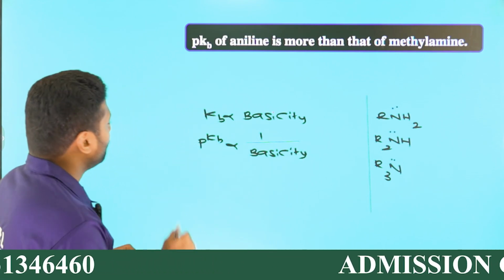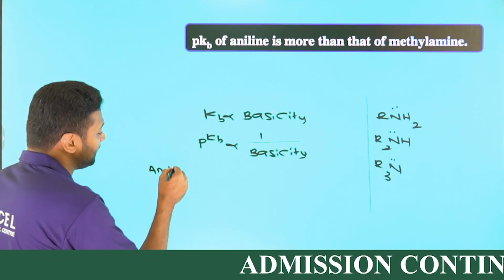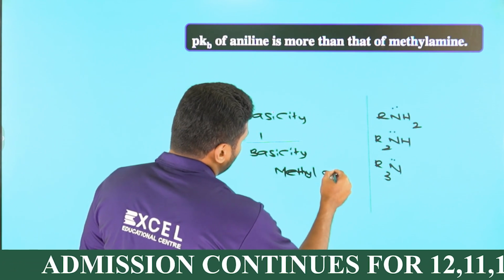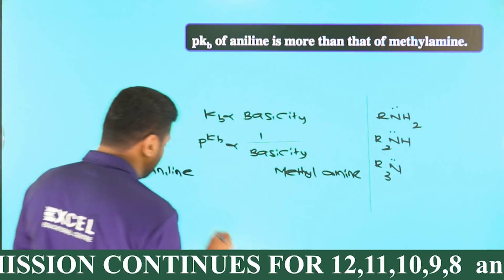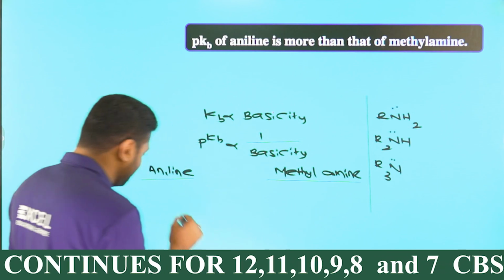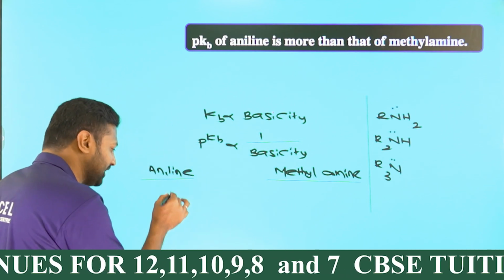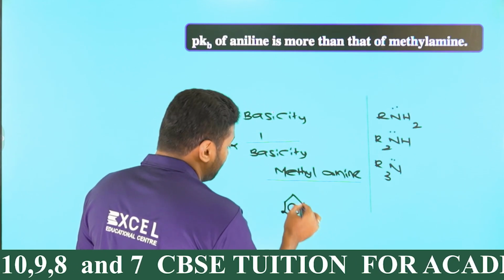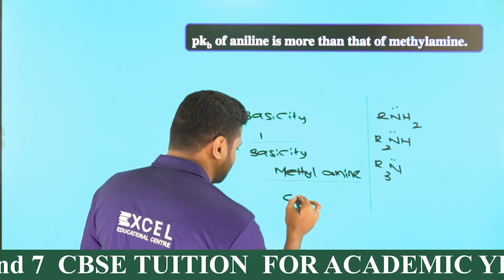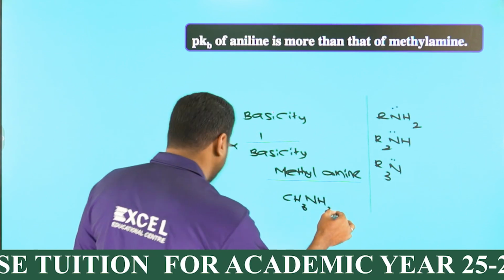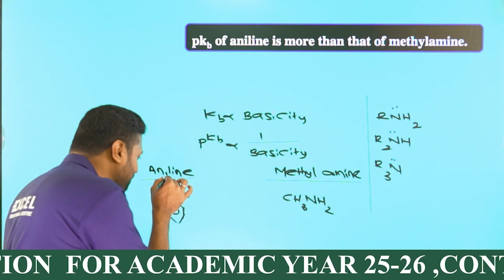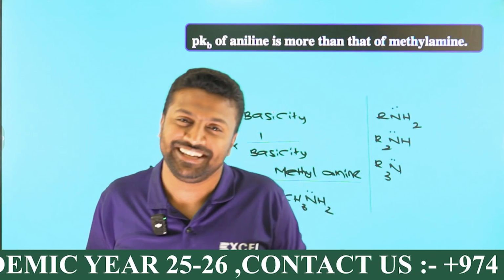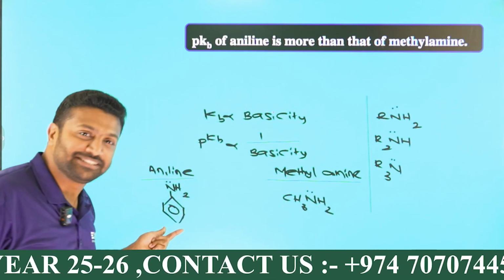We have two compounds: one is aniline and one is methylamine. Aniline is a benzene ring with NH2. Methylamine is CH3NH2. Both of them are basic in nature because both are primary amines with available lone pairs. Here one contains a methyl group, and here a benzene ring.